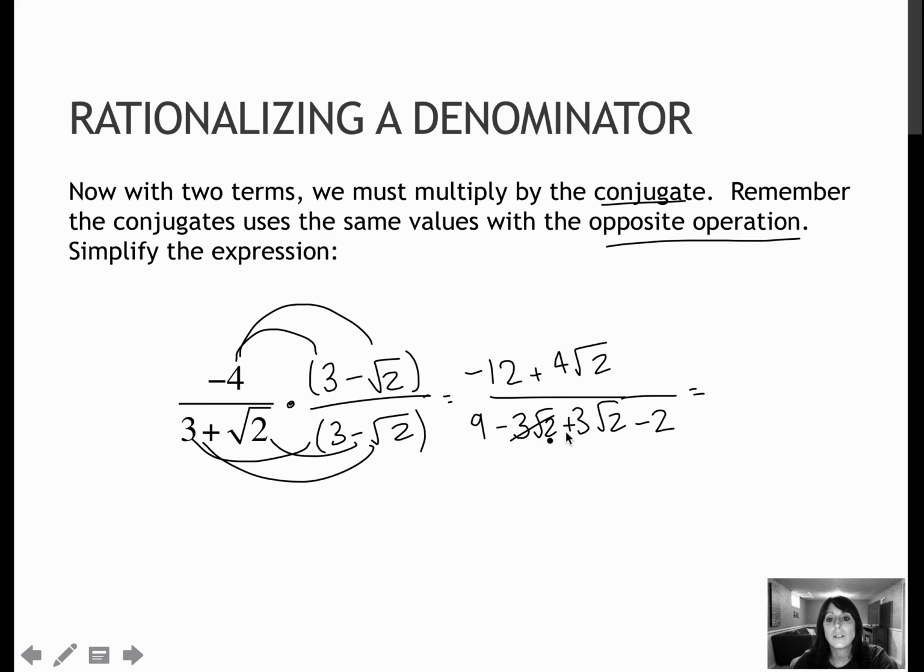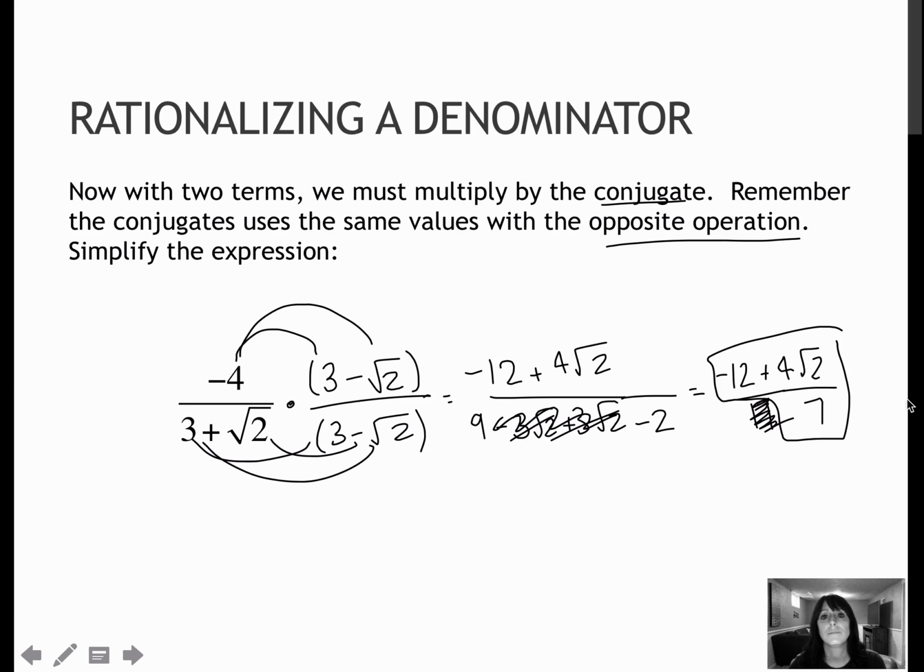And notice these two are gone. So my denominator is now 9 minus 2, which is 11. And then on the numerator, I have negative 12 plus 4 radical 2. Nothing I can really do about that. So this would be, oopsies, I did not pay attention to the minus. Just kidding, this is not 11, this is a 7. 9 minus 2, turns out it's 7. So this would be my final answer, and I would not be able to reduce anything.